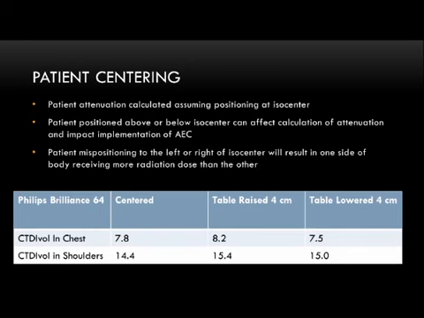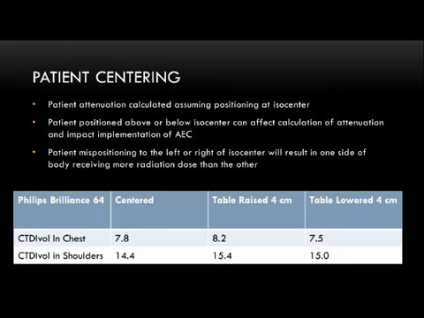So the ideal situation is that the patient size and attenuation are used to determine how your tube current is going to modulate. You're at isocenter. The system assumes the patient is at isocenter, and everything is based off of that. Now, if you position them above or below isocenter, that will affect the calculation of the apparent attenuation or the apparent size, however the specific vendor does it, and that can affect the implementation of tube current modulation.